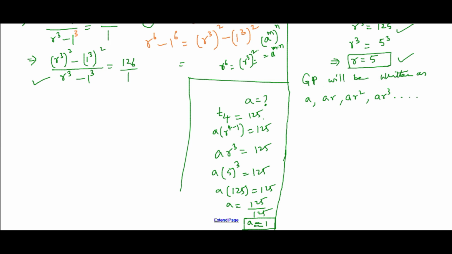Once you get a value, it's just to write the GP now. Just to write GP, you will write a comma. A means 1. 1 into r is how much? 5 comma. 1 into r square means 5 square comma. 1 into 5 cube and so on. So 1 is 1, 5 ones are 5, and this will become 25, this will become 125, and so on is the required GP. This is how you conclude the question. Okay. Thank you.